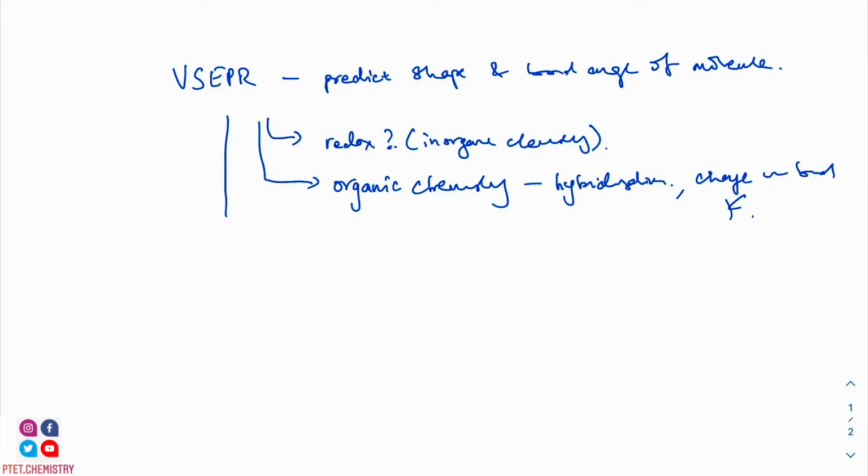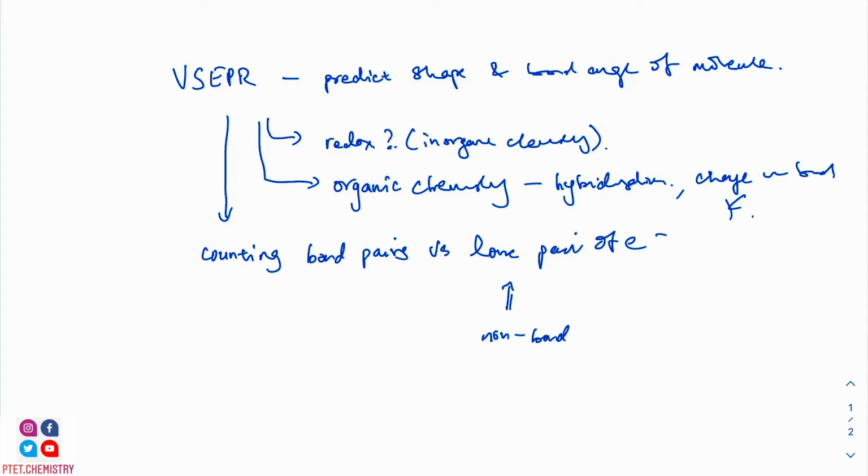A lot of people, when I say people, I mean students, and I've seen a lot of lessons online as well, they rely on this idea of counting bond pairs. That's basically bonding pairs of electrons versus lone pairs of electrons. When we talk about lone pair, we are referring to non-bonding electrons. The bond pair refers to bonding electrons. So it's important to get our terminology correct.